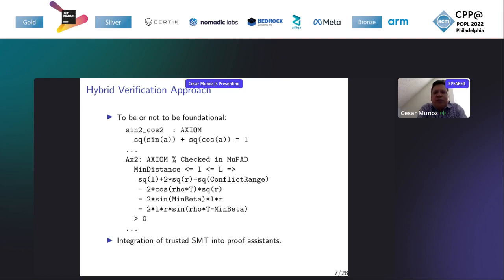So one of the first concerns that we had when we started doing the verification of AILs was how foundational we wanted that verification to be. As I said before, we started working on this in 1999, when there were not many libraries in PVS. So we had some initial libraries for analysis, but we didn't have, for example, a very good trigonometric library in PVS.